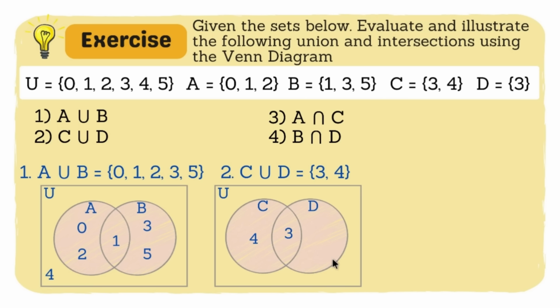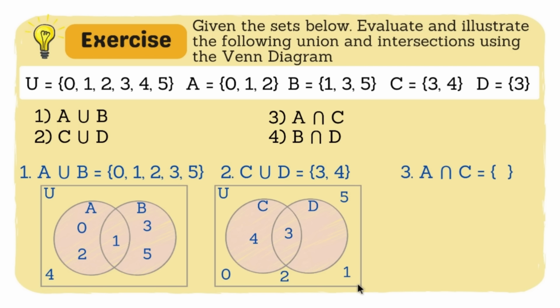Next, meron bang mga elements dito sa universal? Yes. Ano po yung mga hindi na isulat? We have 0, 2, 1, and 5. Yun po yung mga elements na hindi kasama kay C at saka kay D. Dito lang po sila sa labas. Anywhere here. Okay? There you go.